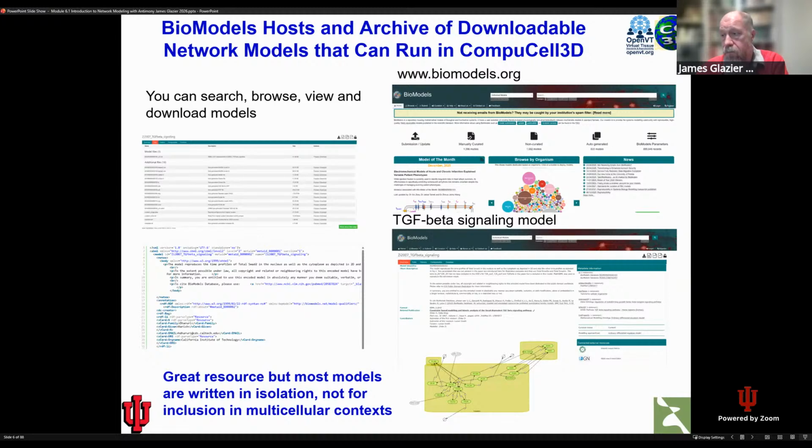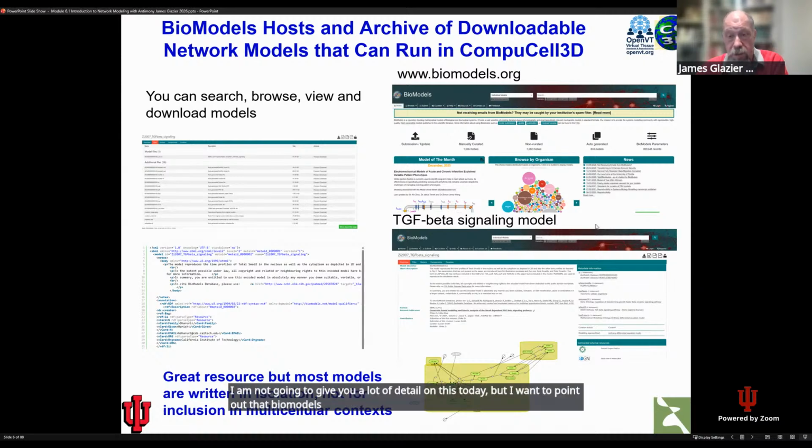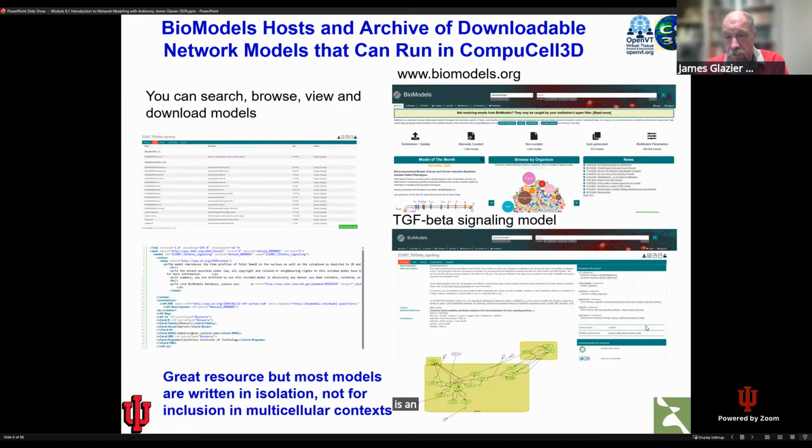I am not going to give you a lot of detail on this today, but I want to point out that BioModels, www.biomodels.org, is an online repository that archives thousands of network models. You can go to their homepage. I'd encourage you to do that.